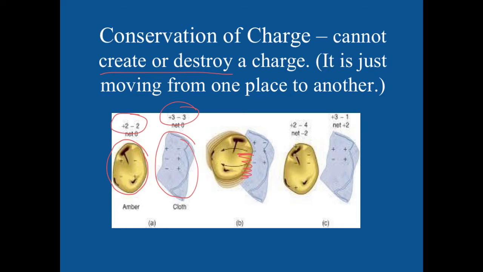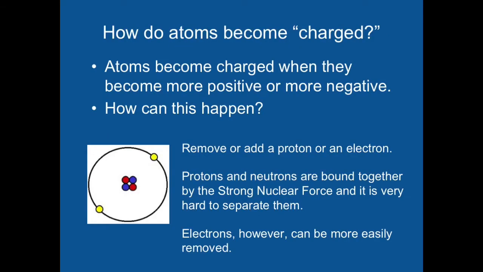But you rub them together, you can end up having a transfer of charge. So overall the amber might have an overall -2 charge, but that means then that the cloth has to have an overall +2 charge. So again, to recap, your charge is just simply shifting, but we never create or destroy, it just moves. So how does an atom that's electrically neutral actually become charged? The simple idea is that you either have more positives or more negatives to give it a positive or negative charge, which means you either have to remove or add protons or electrons.